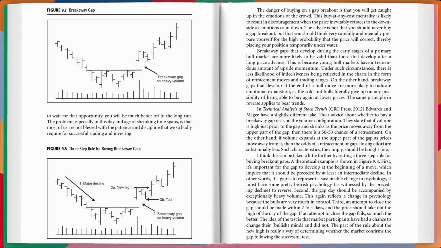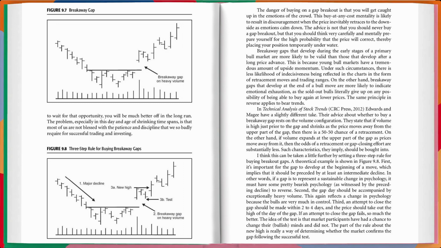I think this can be taken a little further by setting a 3-step rule for buying breakout gaps. A theoretical example is shown in Figure 9.8. First, it's important for the gap to develop at the beginning of a move, which implies that it should be preceded by at least an intermediate decline. In other words, if a gap is to represent a sustainable change in psychology, it must have some pretty bearish psychology, as witnessed by the preceding decline, to reverse.